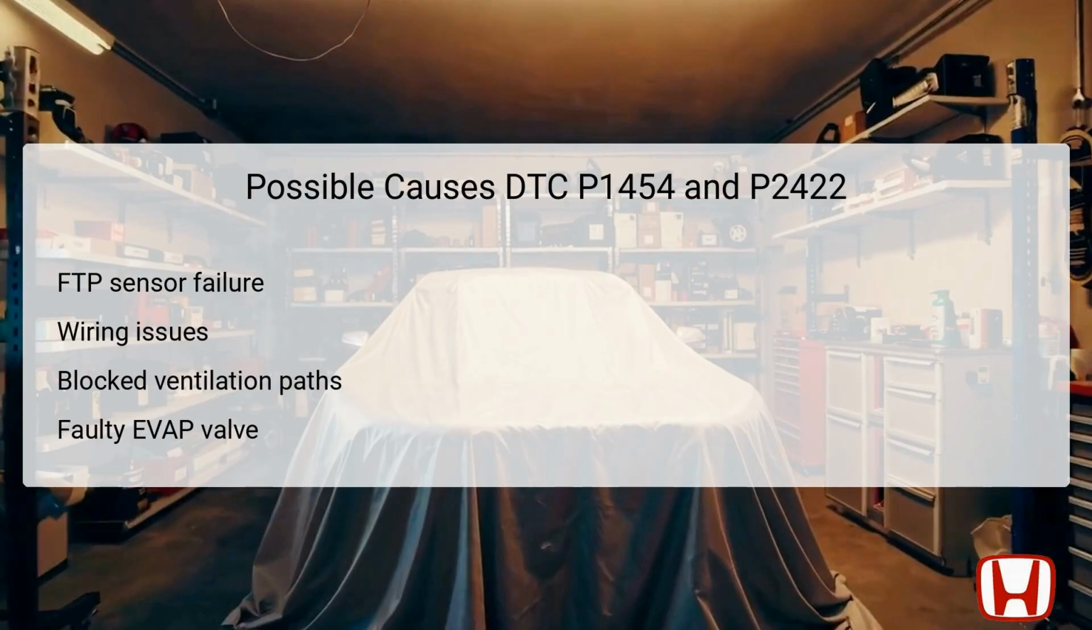On the other hand, DTC P2422 could stem from a faulty EVAP canister vent shut valve, preventing it from opening and closing correctly, which disrupts the normal operation of the evaporative system. Addressing each of these causes is vital for accurate diagnosis and effective repair.